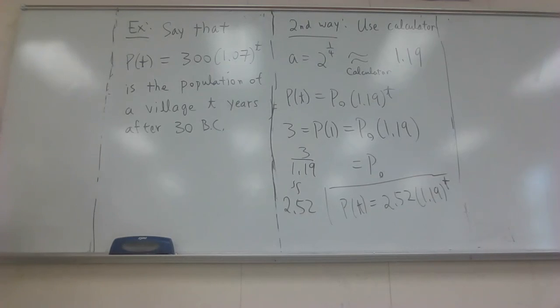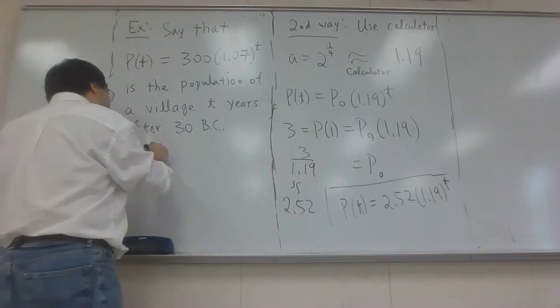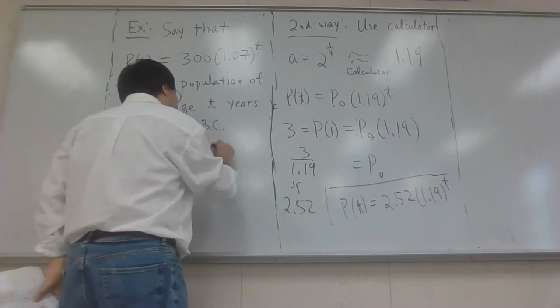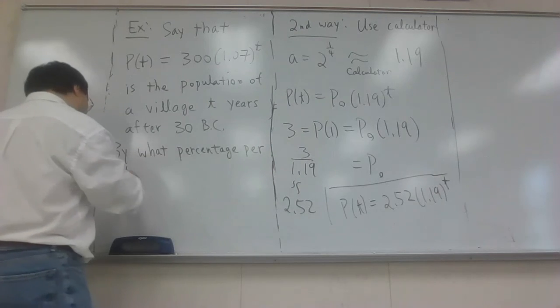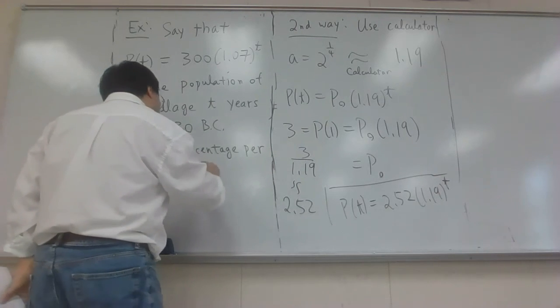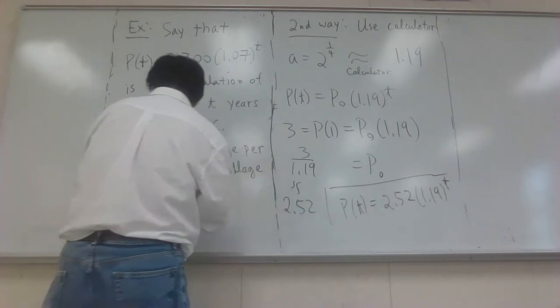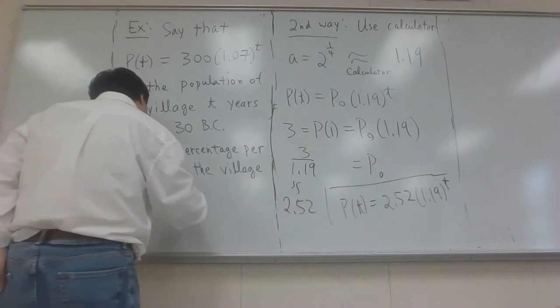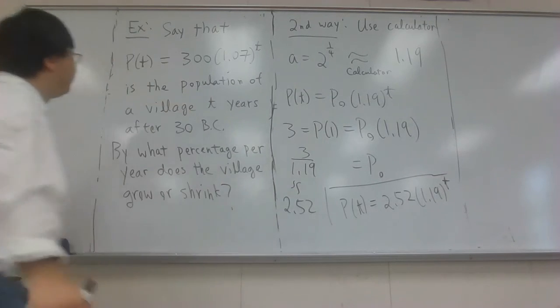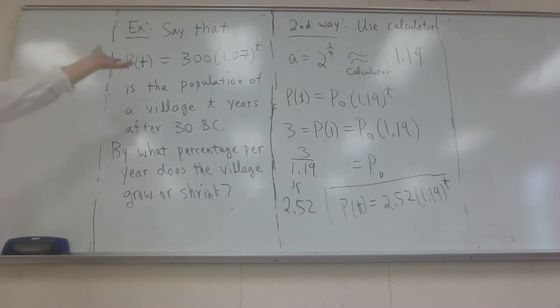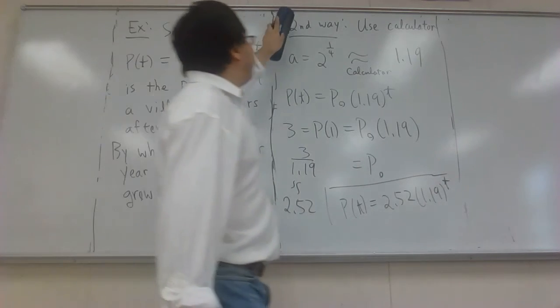Then the question asks, by what percentage per year does the village grow or shrink? So you're given this exponential function, and that's the population of a village t years after 30 BC. 30 BC is designated as t equals 0. And you're asked by what percentage per year does the village grow or shrink? Okay, so here's the answer.